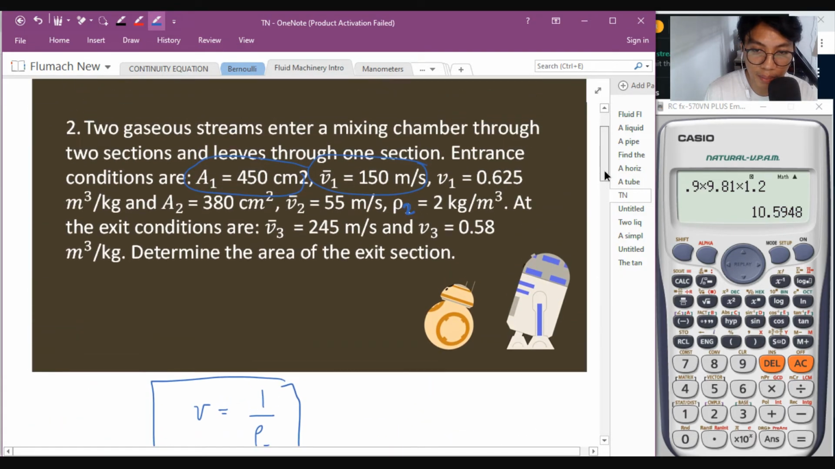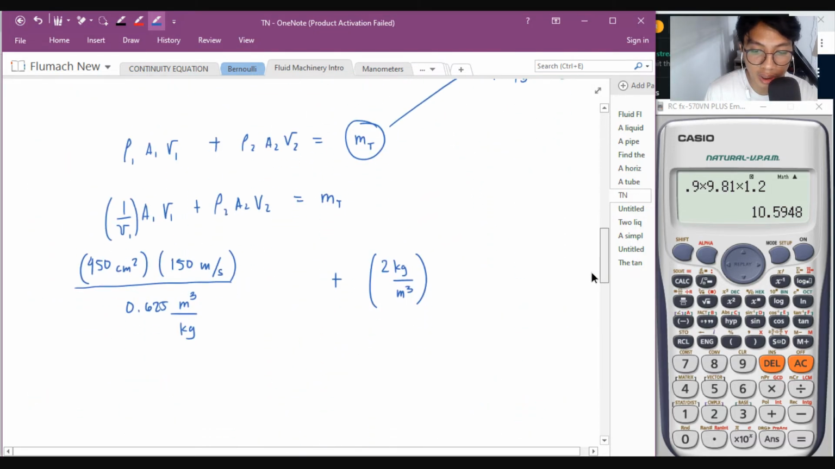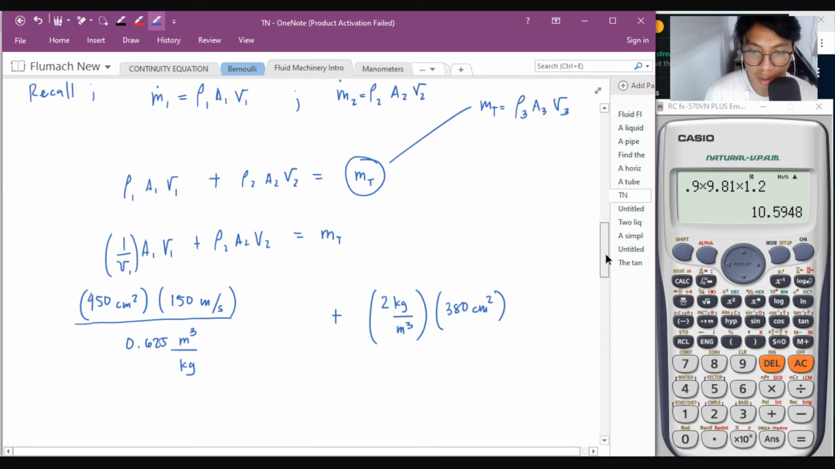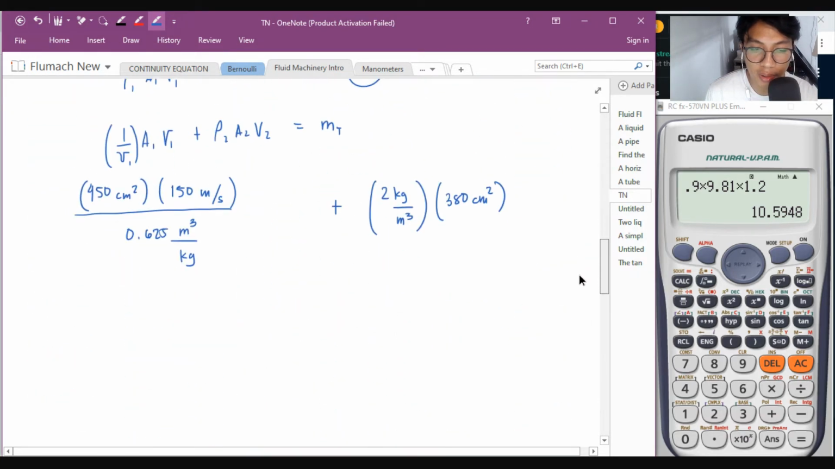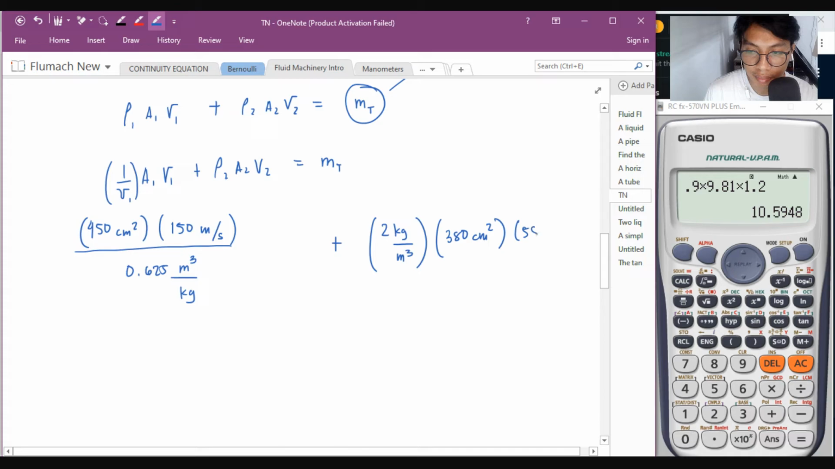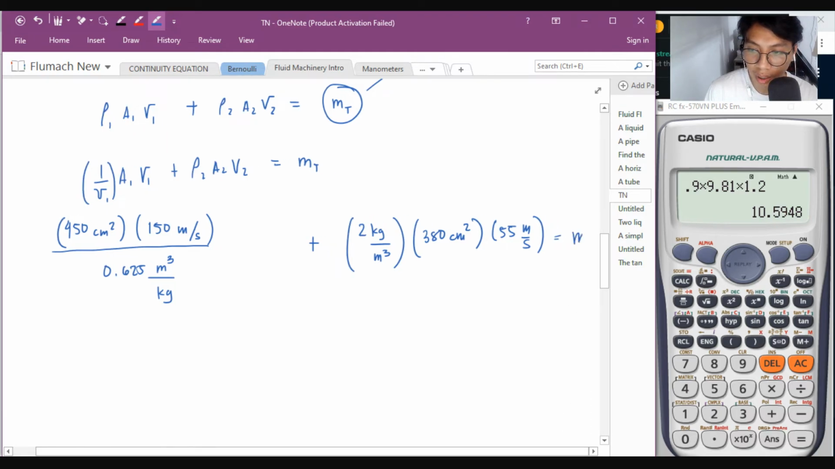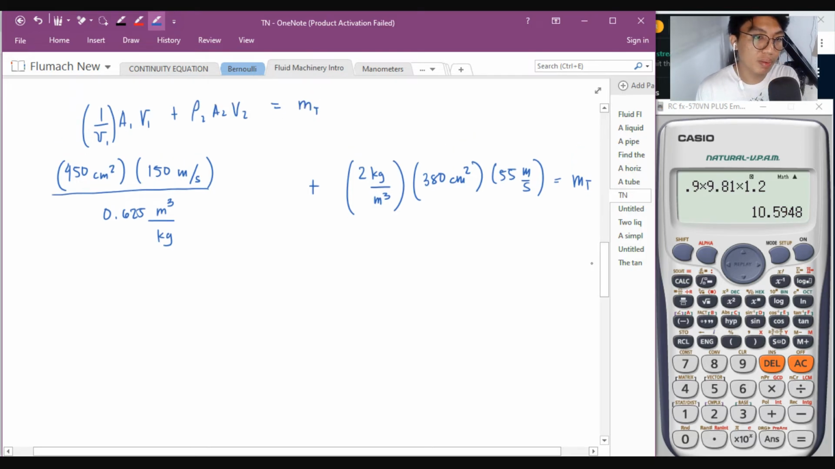Tama ba? Density 2. Area 2, 380 cm squared. Density, area, and velocity. 55 meter per second. Equal to MT. Problema, meron tayo ditong unit na naiiba. Lahat makakancel yon. Dapat ang lalabas dyan is kilogram per second. Aakit lang naman to, itong cm squared. O edi multiply natin both sides.